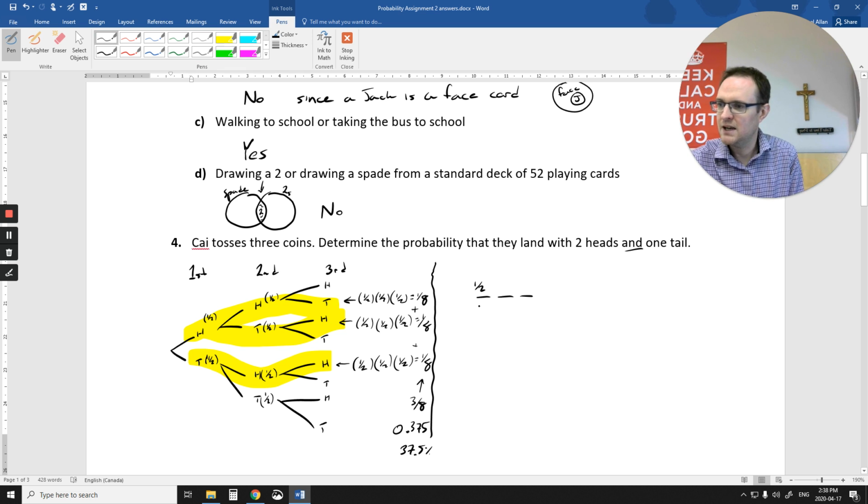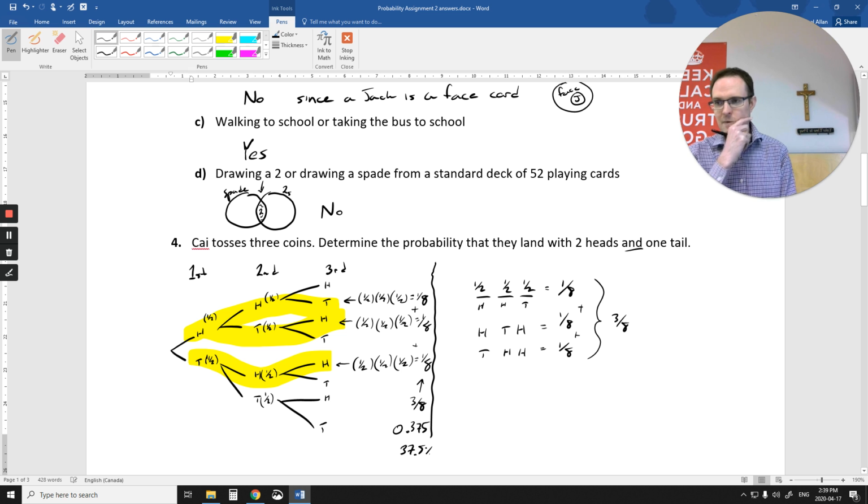Another way to do this is just think, okay, so I got 3 coins. The probability that it's going to be a heads is a half. The probability that it's going to be a tail is a half. So if I multiply these together, I'm going to get 1/8. And then I just have to think about the ways I can rearrange these. I got heads, tails, heads, or I got tails, heads, heads, and they're both 1/8. And then I could just add those together. You get 3/8. Okay, there we go.